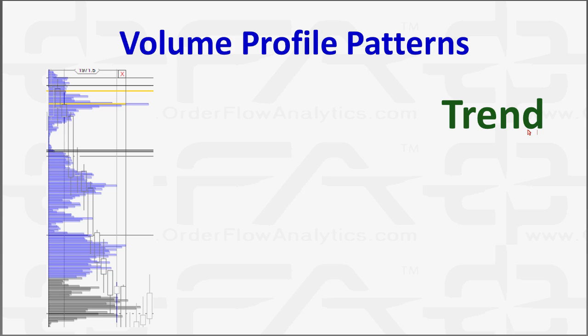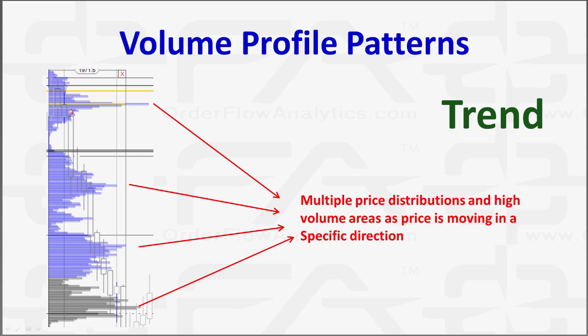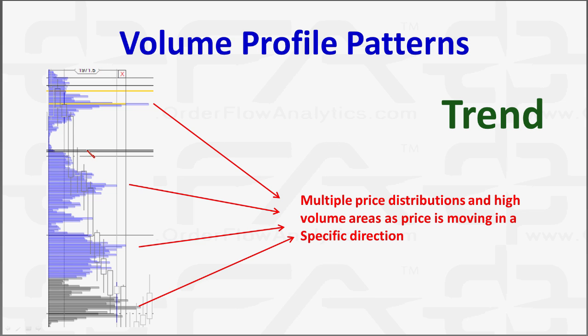Let's talk about a trend day. One of the characteristics of the volume profile in a trend day will be this. We will see multiple price distributions. So we see, for example, a price distribution here, maybe one here. Here's a low volume area. We see one here. Here's another low volume area. We see one here. See how the market builds these distributions out as it goes along?